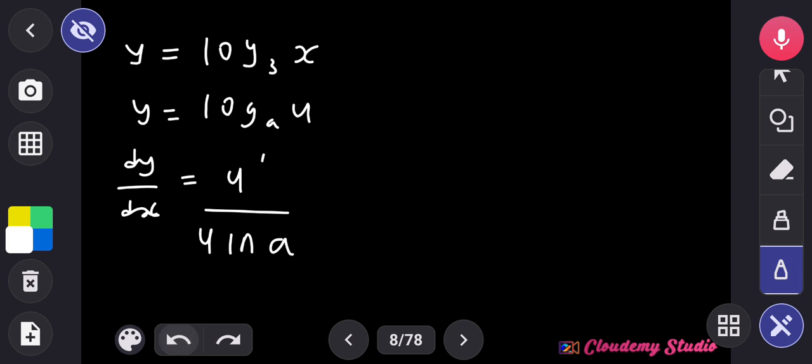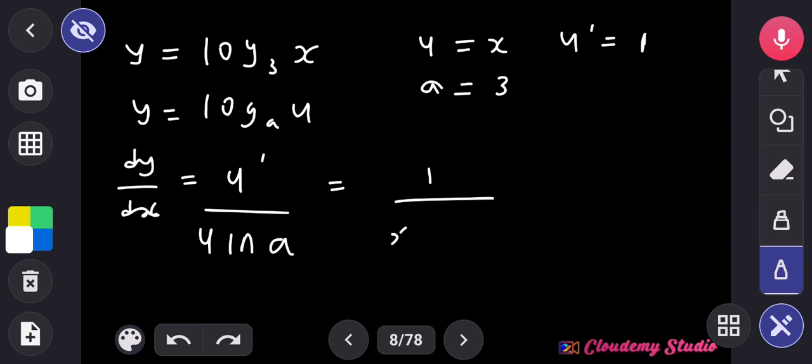So in this case, what are we going to do? What is our u? Our u equals x. So u prime, the differentiation of x, gives us 1. And our a is our base, that is 3. Very simple. What's our u prime? 1, divided by u, which is x, times ln a, which is ln 3. And this is our answer for this particular question.